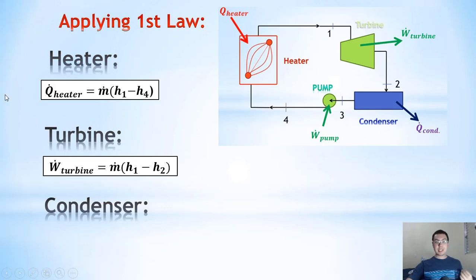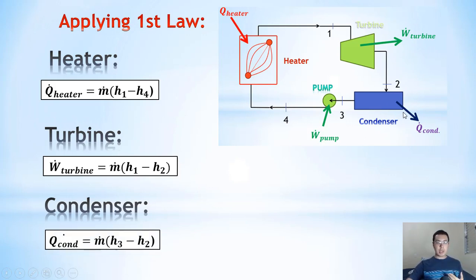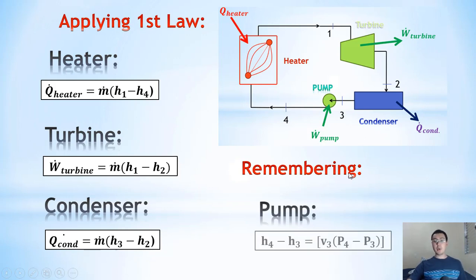For the condenser we apply the same law. We won't have any work or power produced here, but the energy interaction is the heat outlet of the condenser. To calculate this heat loss at the condenser, we use the same mass flow rate as at the heater and the turbine, multiplied by the difference between the enthalpy at point 3 and the enthalpy at point 2. And remember, the pump will have this relation between enthalpy, the pressure difference and the specific volume.